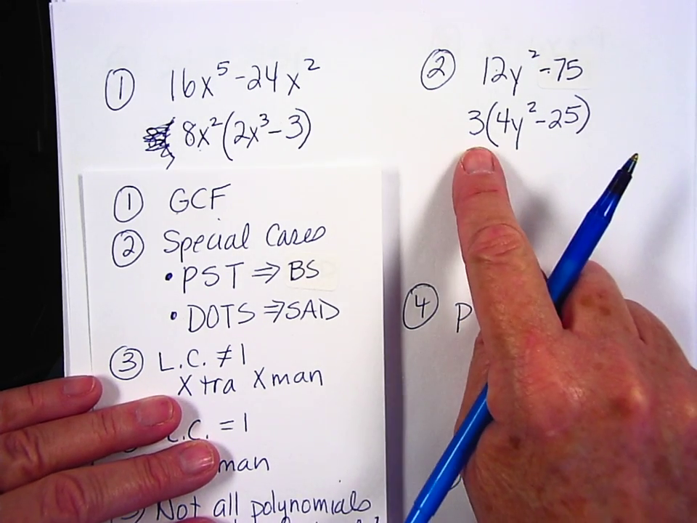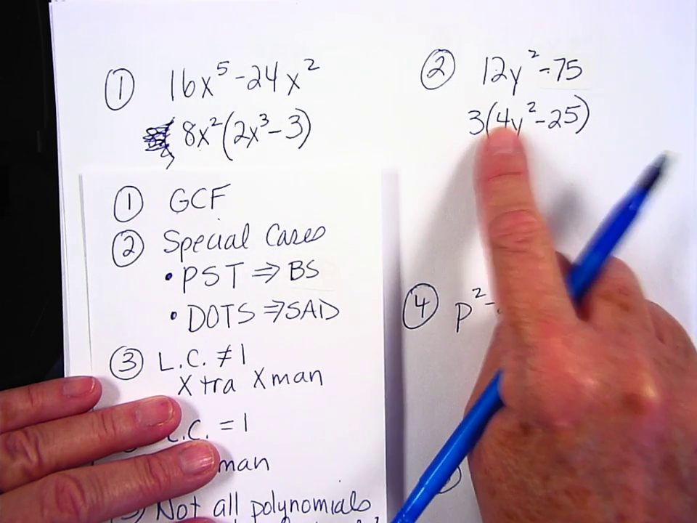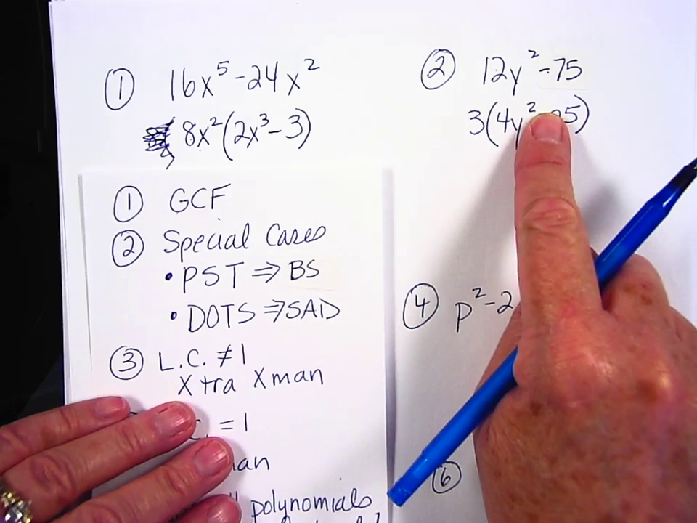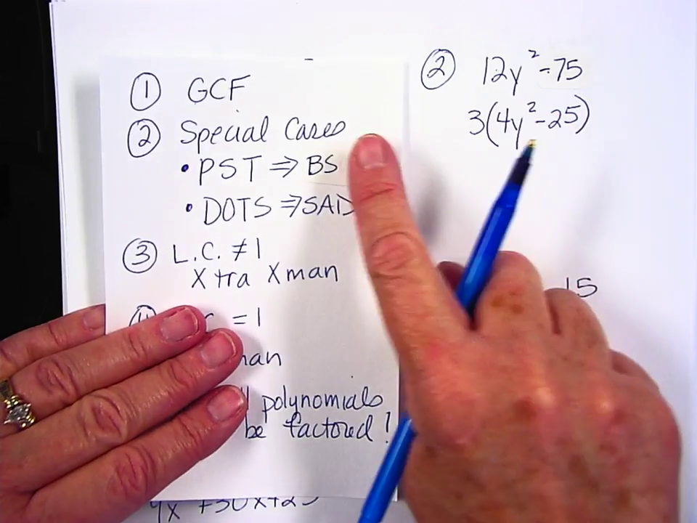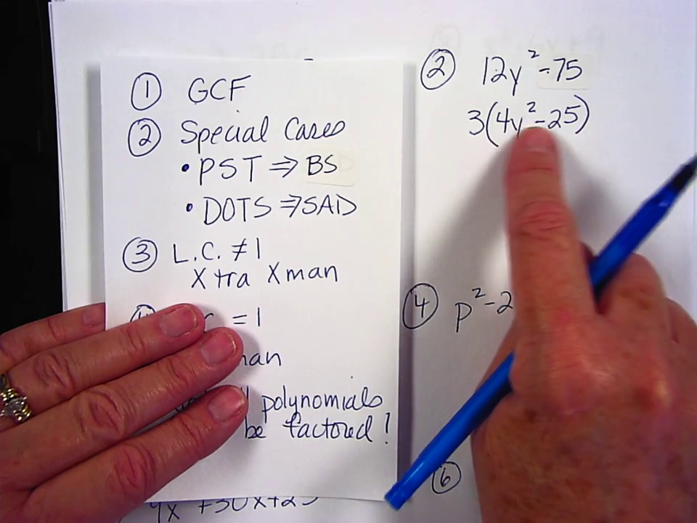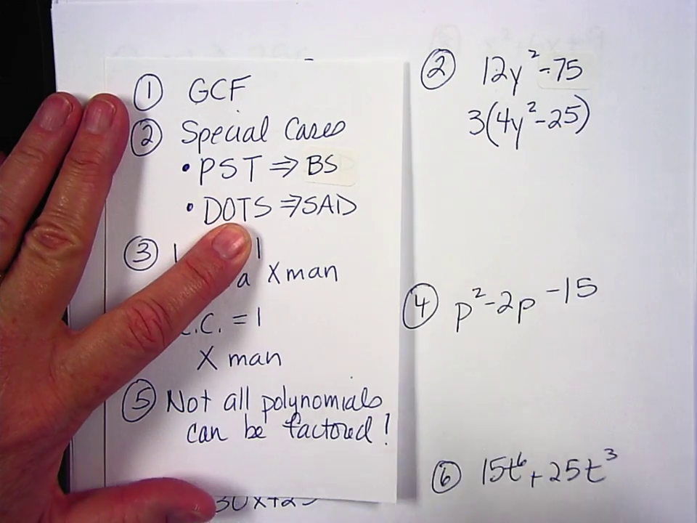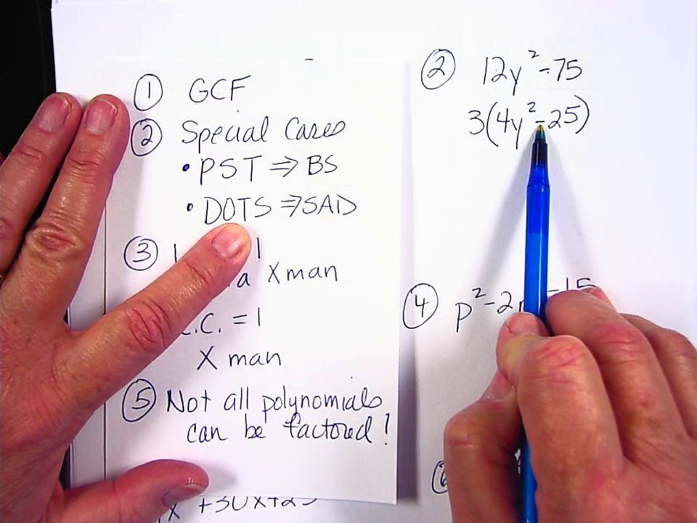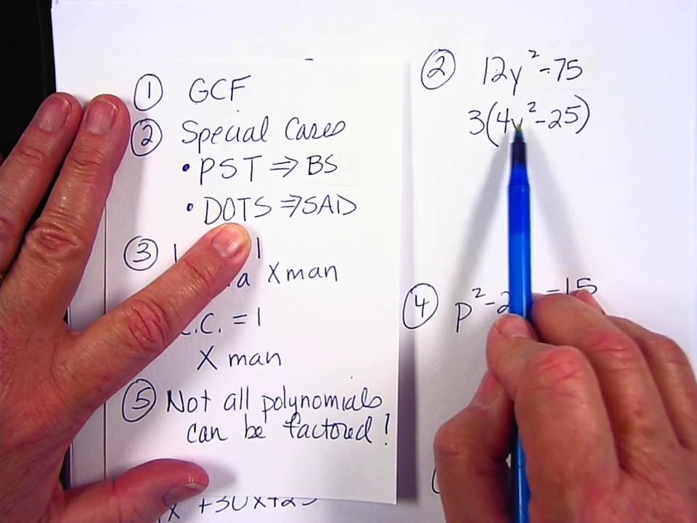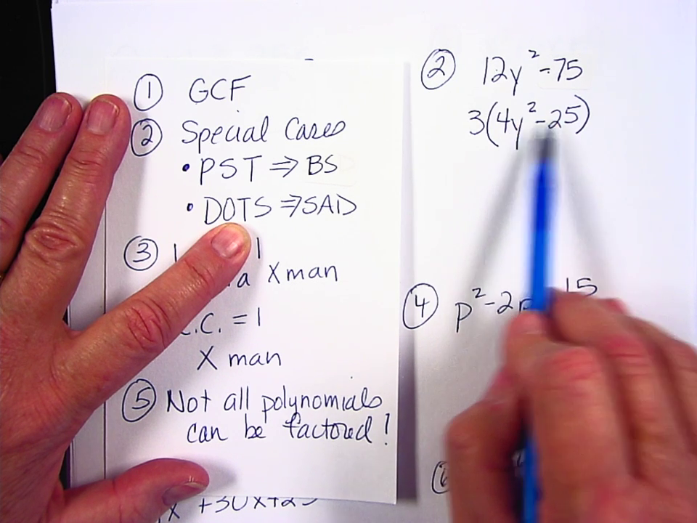Now, I know I pulled out the biggest GCF because I know 4 and 25 don't have any factors in common, and this doesn't have any y's. But I can still factor some more, maybe. I pulled out my GCF. Now I'm going to look for special cases. This is not a PST because it's not a trinomial. But is it DOTS? DOTS stands for the difference of 2 squares. Difference means subtract. I have 2 terms here, and they're both squares. So this is the difference of 2 squares.